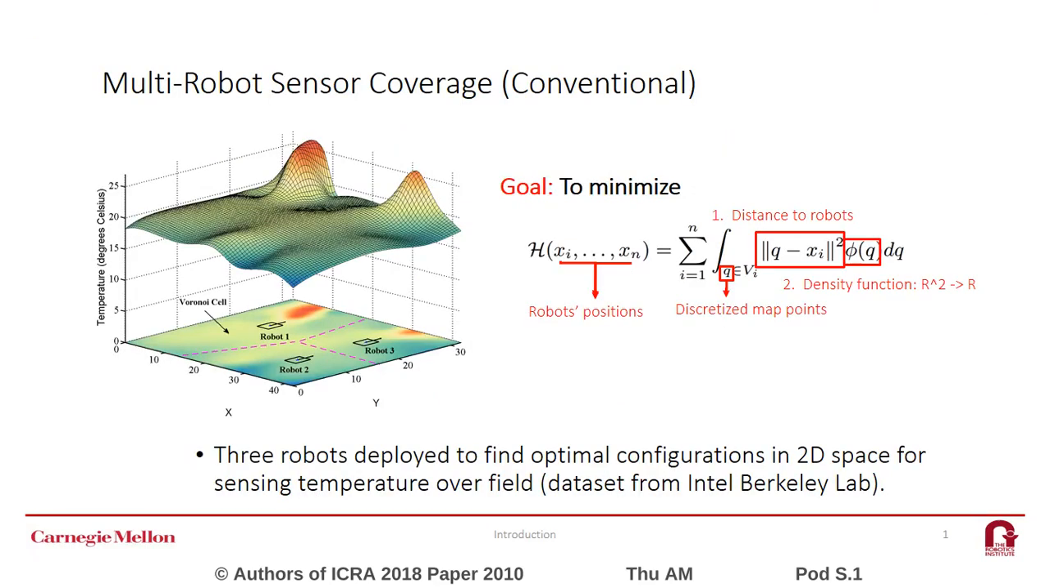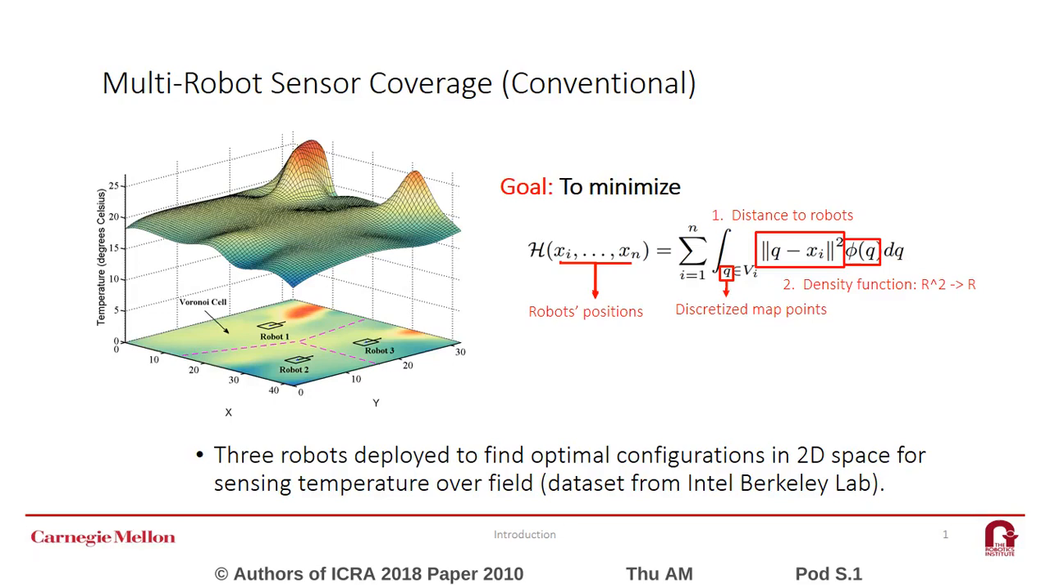In this work, we consider the problem of multi-robot sensor coverage. For example, as shown in the figure, there are 3 robots deployed from their initial positions, and the goal is to find the optimal final configurations in 2-dimensional space for them to sense the temperature with minimized sensing cost.